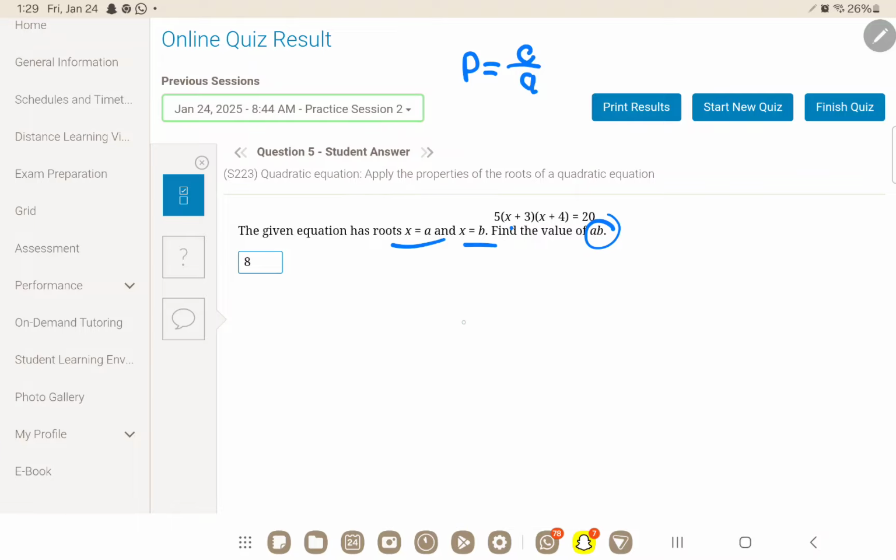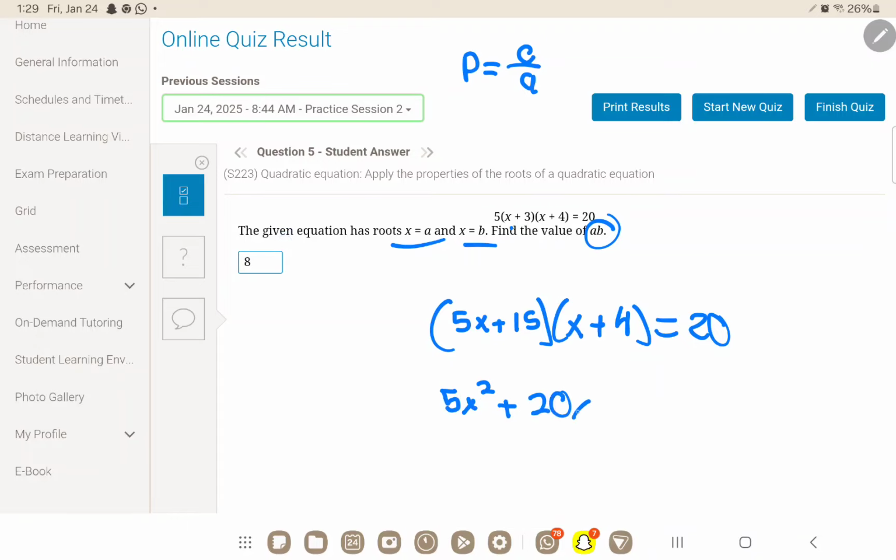So let's distribute the 5 into the entire equation. So 5x plus 15. And now we need to distribute that again into x plus 4, all equals 20, by the way. So 5x times x is 5x squared, 5x times 4 is 20x, plus 15x plus 60 equals 20.